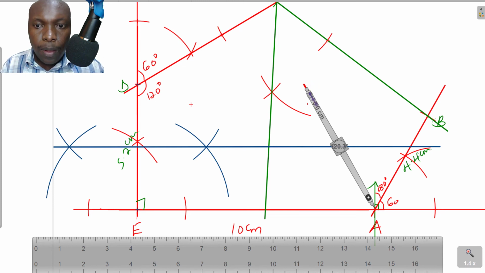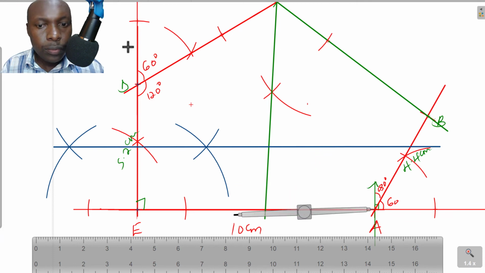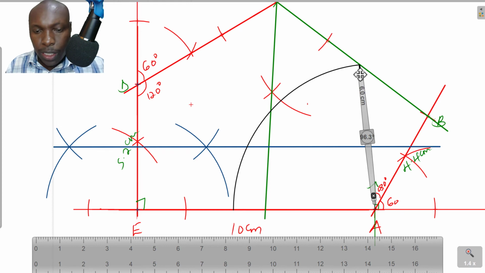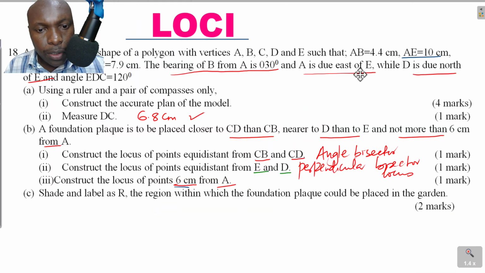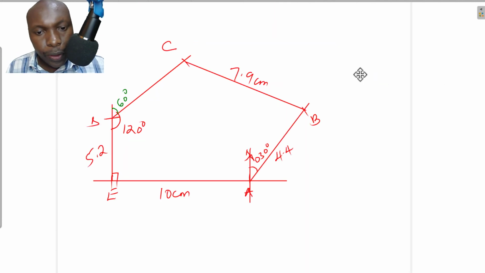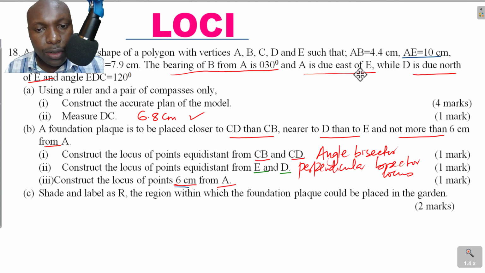You mark an arc with that. So I'll ensure that I start from this line, the 6 centimeters standing at A, then mark an arc like that up to the other line BC. So that one represents now the locus of point 6 centimeters from A. Stand at A with a pair of compasses, taking that measurement of 6 centimeters and construct that arc. Now, I think we are through with all the three.